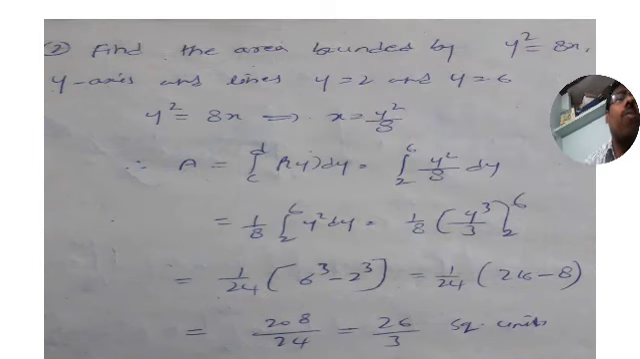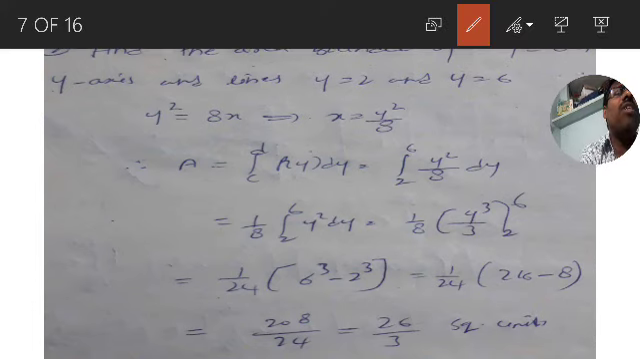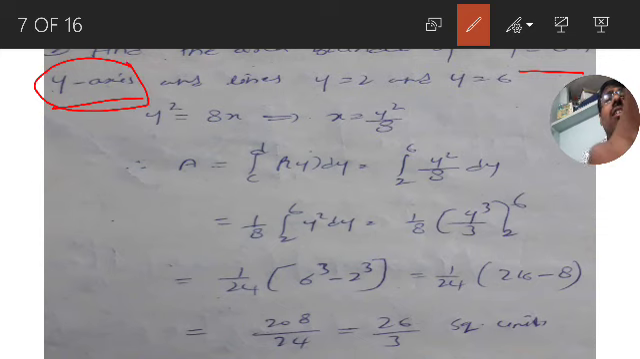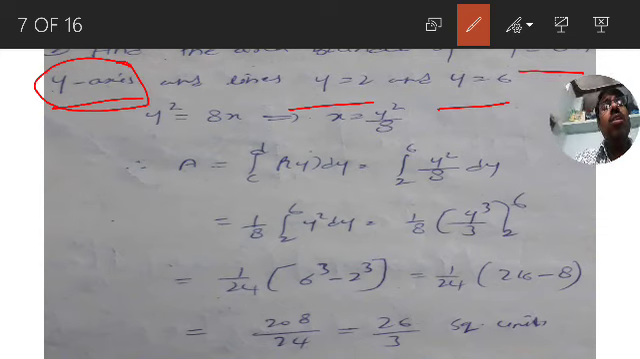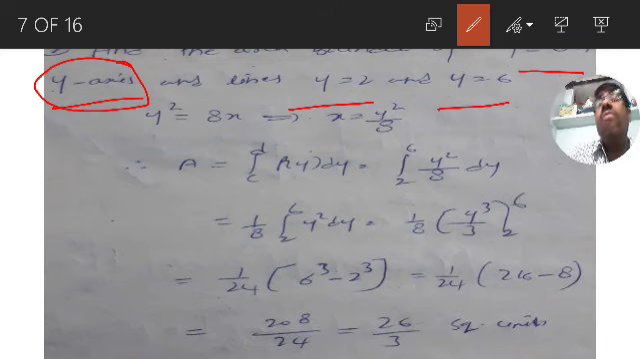So second problem from second formula. Look at what is given. The curve is given and y-axis. It is not x-axis. It is given y-axis and y equal to 2 line, y equal to 6 line. So that is y equal to c and y equal to d. So obviously the formula of area A is equal to integration c to d f of y dy.